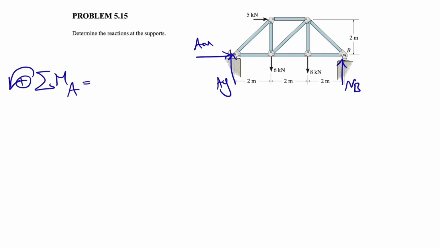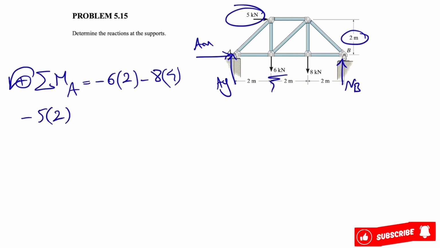So we have the 6 kilonewton force, which is making a clockwise moment. So we have minus 6 times the distance, which is 2. And we have another moment for the 8 kilonewton force, again clockwise, 8, and the distance this time will be 2 plus 2 or 4. We have the moment of the 5 kilonewton force here on top, which again is a clockwise moment, or negative, and the distance will be this distance, which is 2.